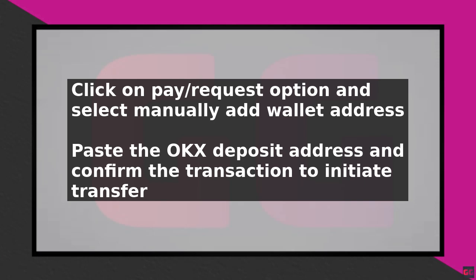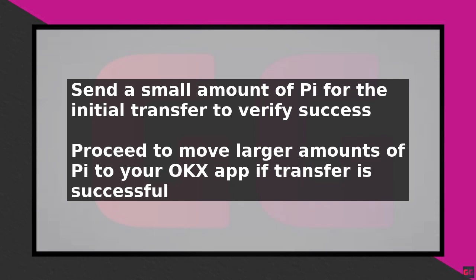To initiate the transfer, click on the Pay Request option. Then select Manually Add Wallet Address. Paste the OKX deposit address you copied earlier and confirm the transaction. After confirming, you should receive a Transfer Succeeded message.